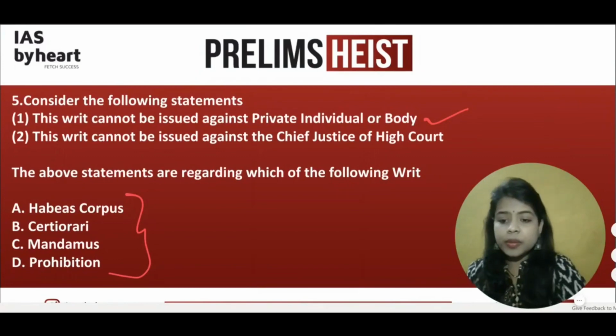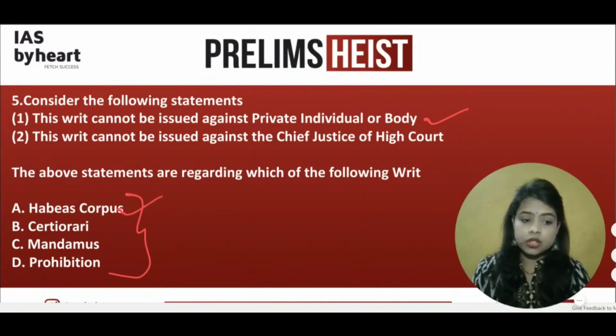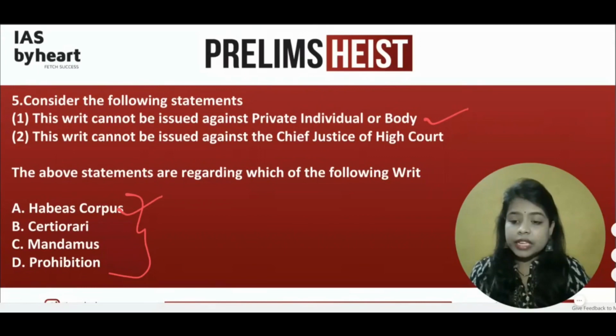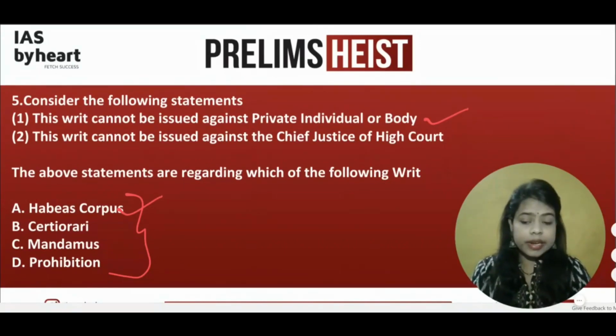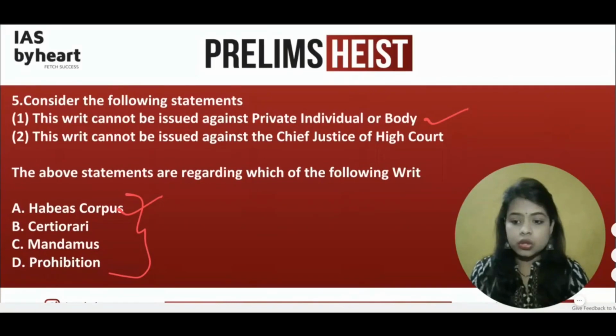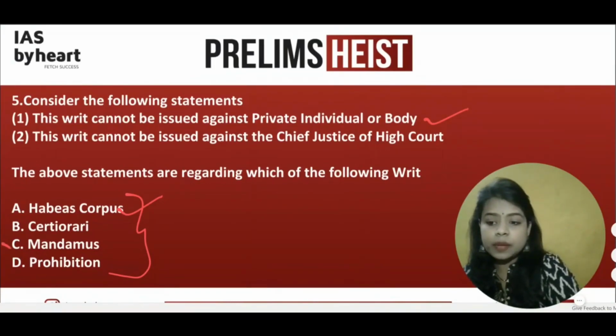Habeas corpus can be issued against a private individual, we know it. Certiorari is related to information, and prohibition is related to curtailing an activity, and it can be issued to the judiciary also. So the leftover option will be mandamus.